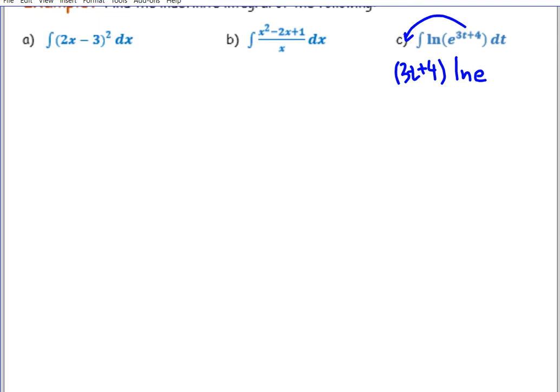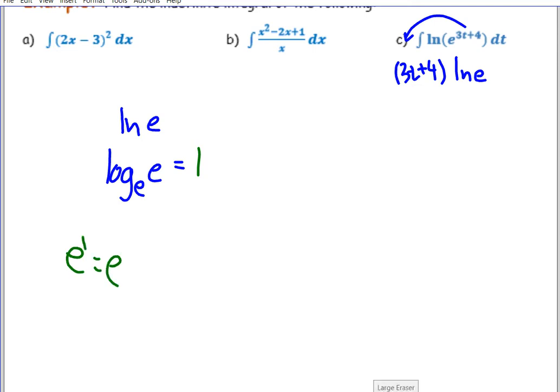But doesn't ln mean log e? It does. So log e is like 1. Can you talk us through that again? Log e equals 1. What does ln e mean? It means log e. And then log e is 1 because e to the power of 1 is e. Exactly, because e to the power of 1 equals e. So what can we then do with this ln e? It just means times 1, so pretend it's not there.